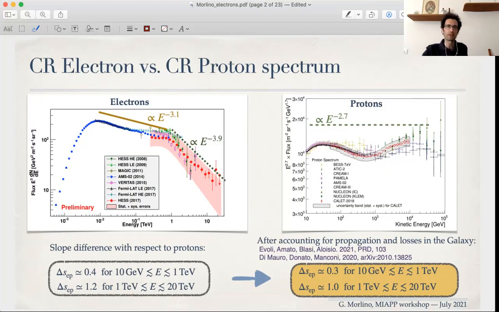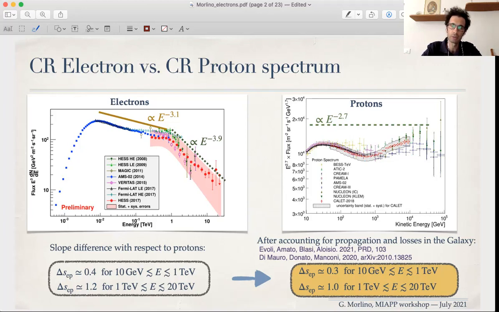The observed spectra of electrons and protons at the Earth are quite different. This is something well known since years. Let's say that the proton spectrum is fairly represented by a power law with an index E to the minus 2.7, even if you see in this plot that there are some features, especially the one at 200, 300 GeV and a possible steepening around 10 TeV. But overall, this spectrum can be described by a power law proportional to E to the minus 2.7.